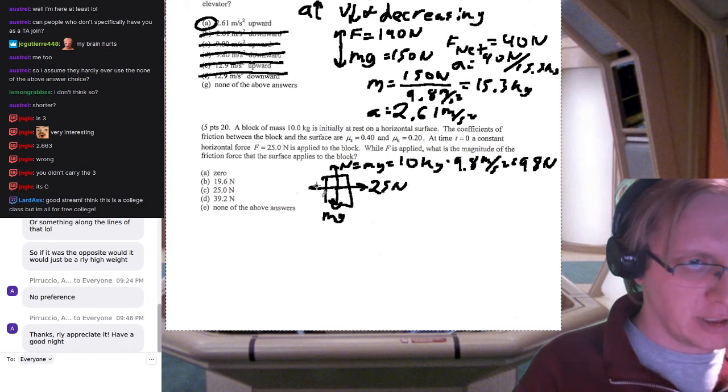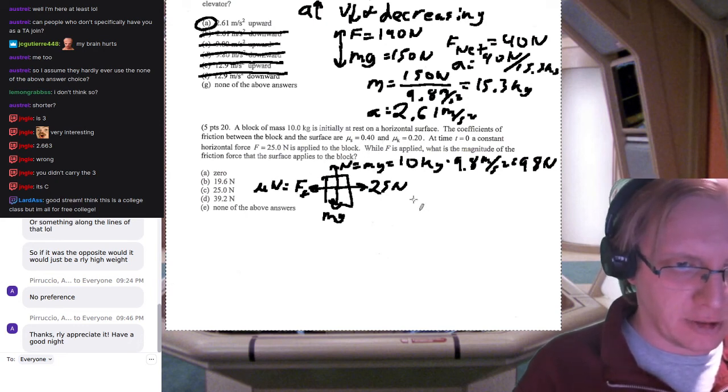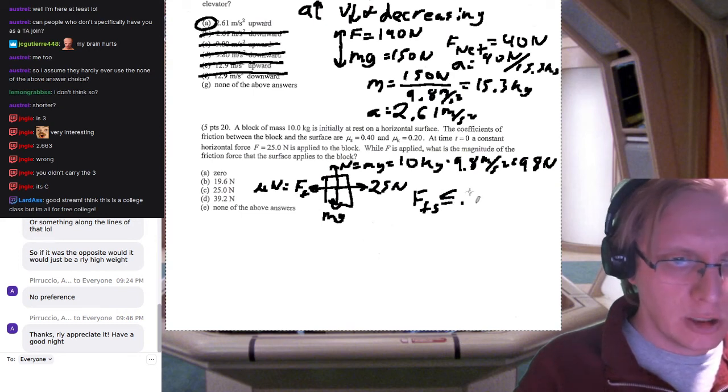And a force going this way, which is friction, is equal to mu N. All right, so the first thing we need to do, we can find out if our static friction breaks or not. So force of static friction is less than or equal to 0.4 times 98 newtons.